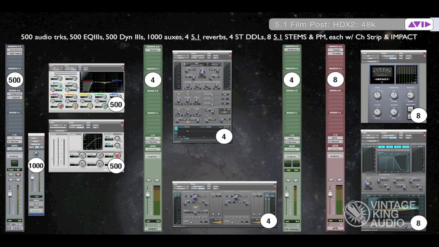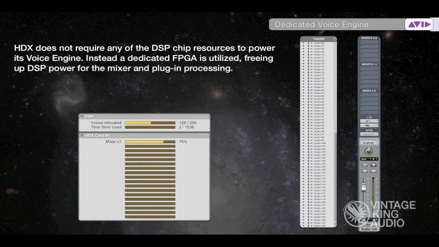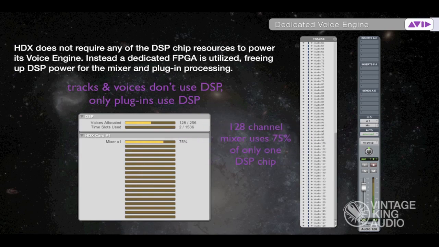Okay, so there's another big thing, a miscommunication or misunderstanding about how this works. HDX does not require any of the DSP chip resources to power the voice engine. The voice engine and the DSP horsepower engine are separate. There's a dedicated FPGA that deals with voices to free up DSP power for the mixer and plugins. In short, tracks and voices don't use DSP. Only plugins use DSP. Now, the Pro Tools mixer is just a giant plugin.